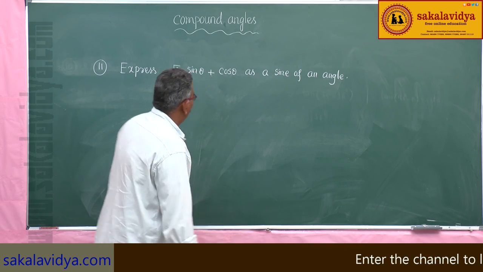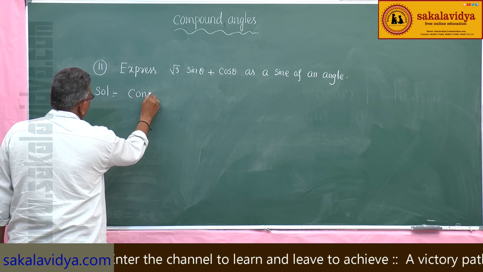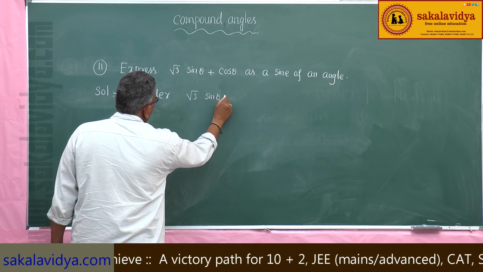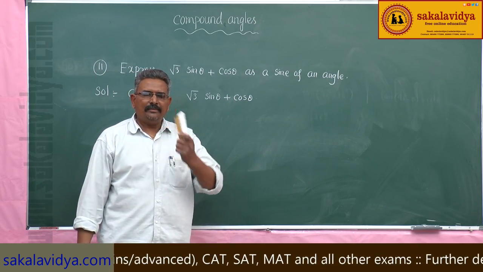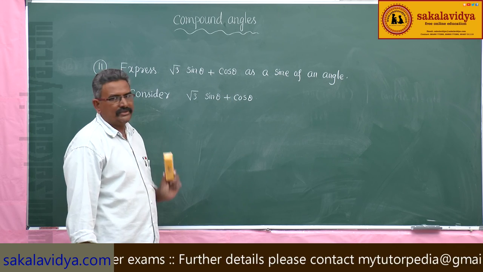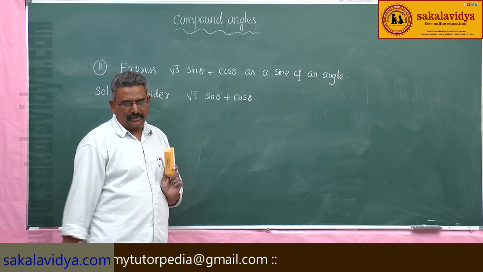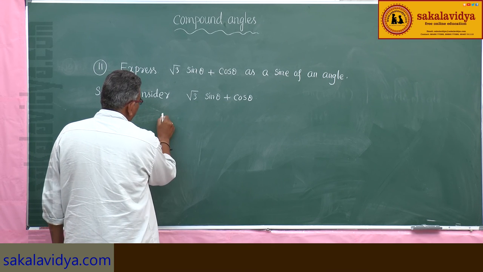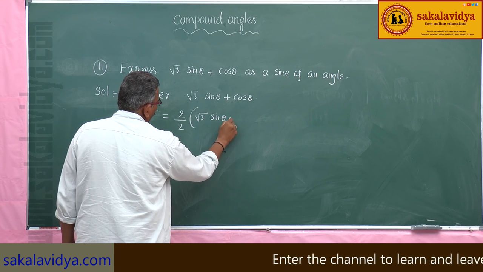So now consider the given expression root 3 sin theta plus cos theta. Let us do mathematical manipulation. So multiply by 2 and divide by 2. That means, for example, if it is a sin theta plus b cos theta, multiply with root of a square plus b square and divide by root of a square plus b square. So here also 2, multiply by 2 and divide by 2. We get like this, 2 by 2 into root 3 sin theta plus cos theta.